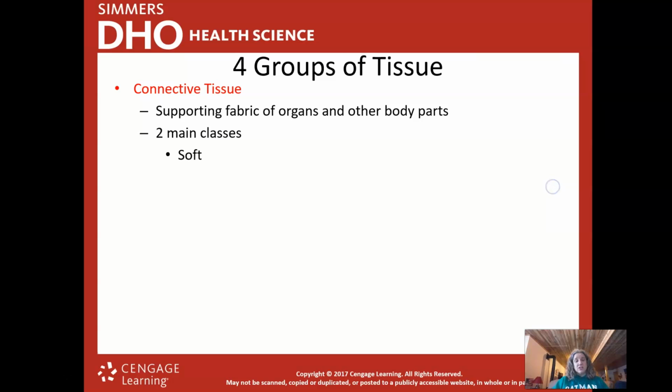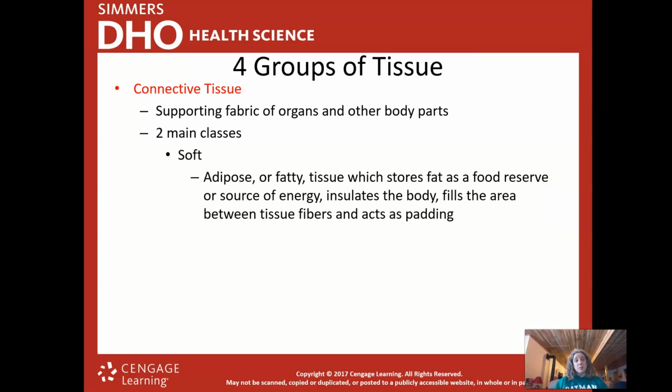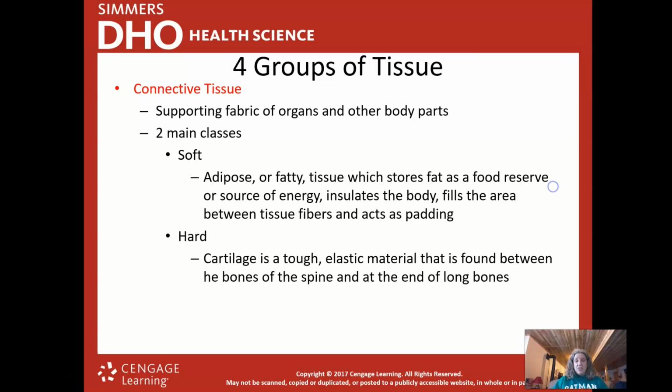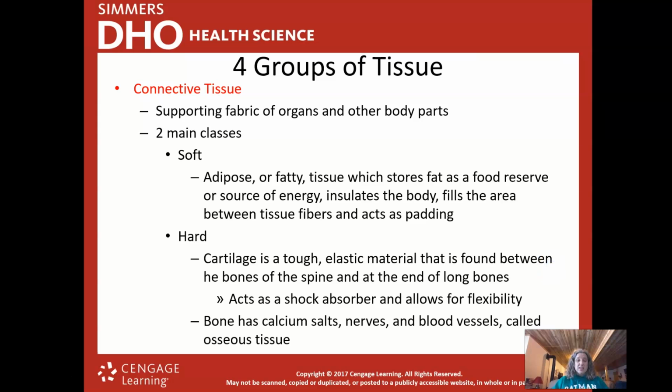There's also connective tissue, and it is the supporting fabric of organs and other body parts. There are 2 main classes. There's soft, which includes adipose or fatty tissue, which stores fat as a food reserve or a source of energy, insulates the body, fills the area between tissue fibers, and acts as padding. There's also hard. Cartilage is a tough, elastic material that is found between the bones of the spine and at the end of long bones. It acts as a shock absorber and allows for flexibility. Bone has calcium salts, nerves, and blood vessels, and is called osseous tissue.